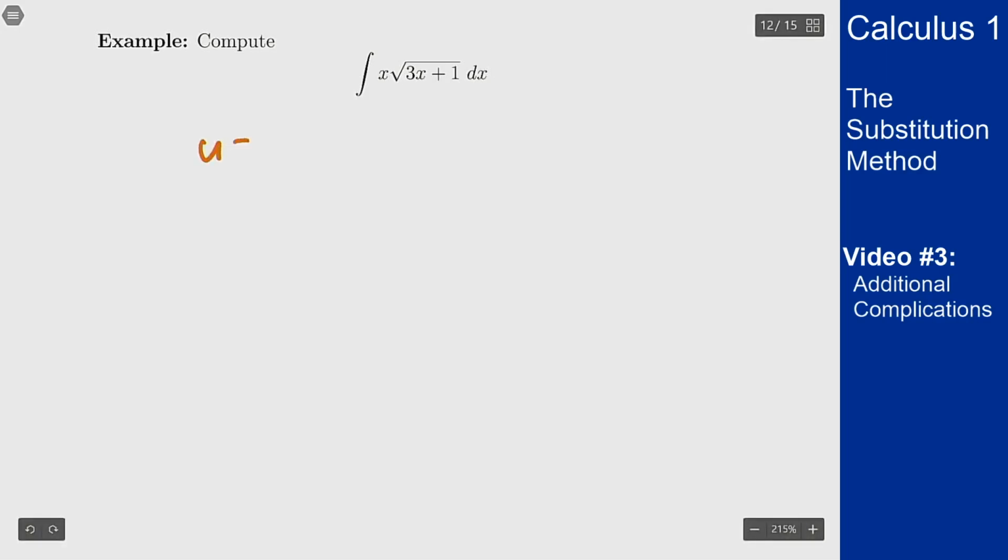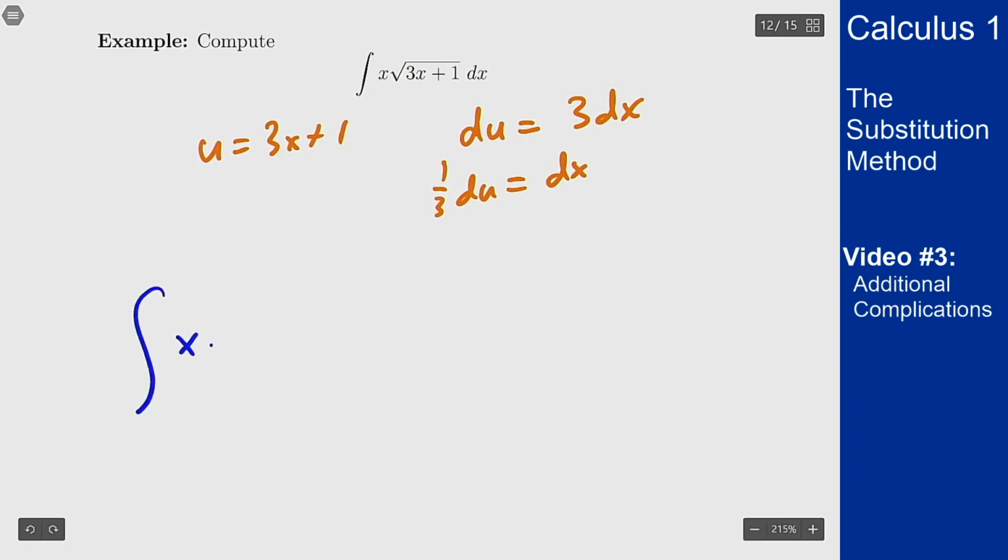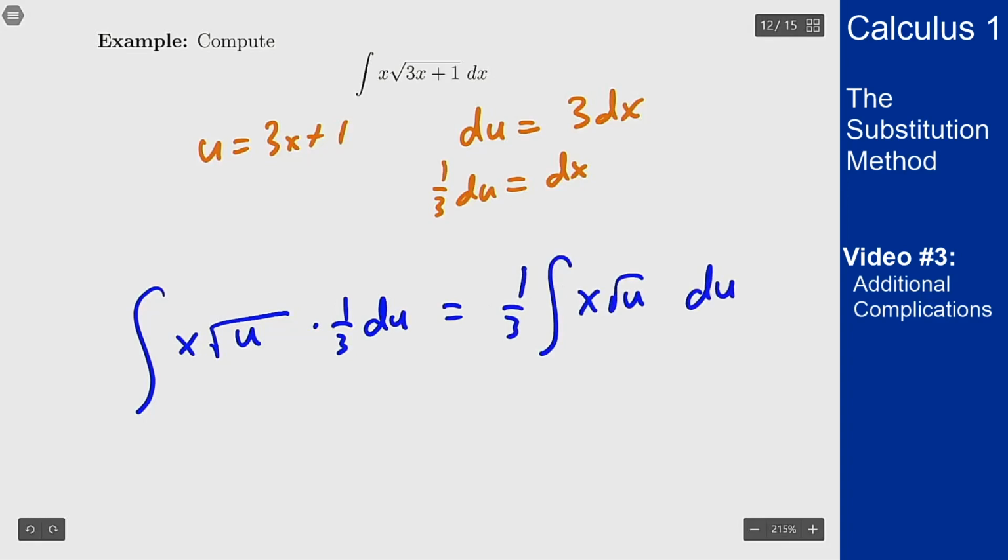Let's set u to be 3x plus 1. du is then 3 dx. And so I'll get a 1/3 du equaling dx here to solve out. And I can plug in. So I'll get then the integral of x square root of u times a 1/3 du, which is 1/3 integral of x square root of u du.